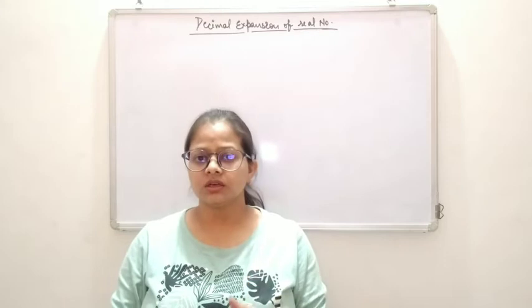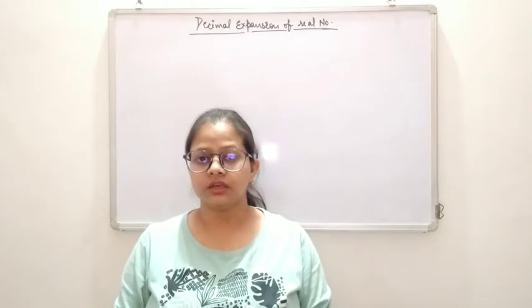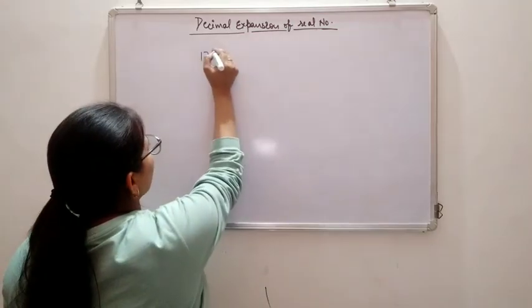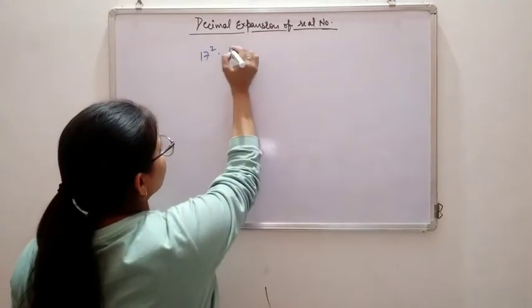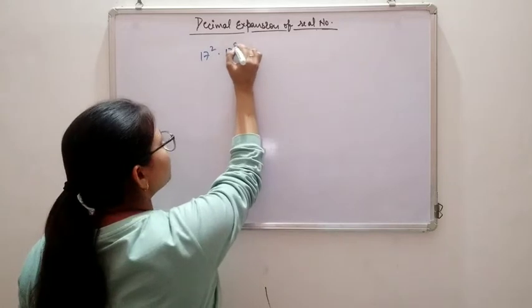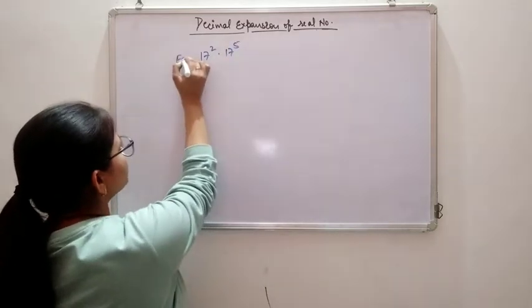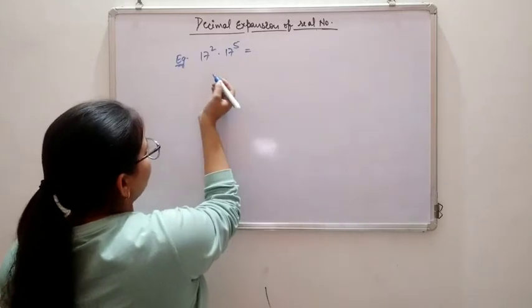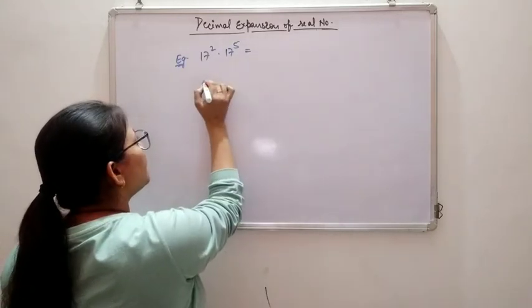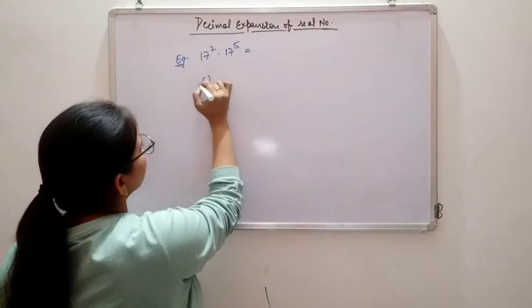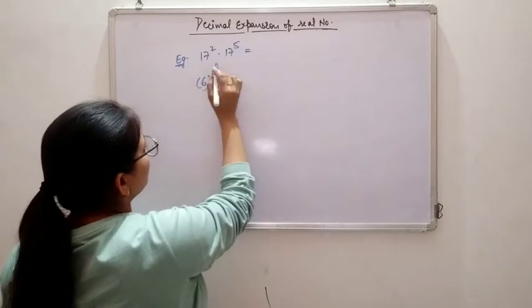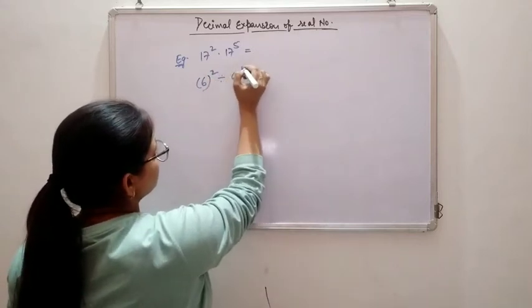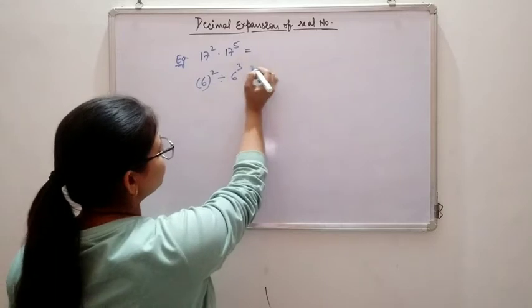Now there are some laws of exponents for real numbers. Like if you see any number like 17 square multiplied by 17 to the power 5, right? For example. Or if there is a number like 6 to the power 2 divided by 6 to the power 3, right?